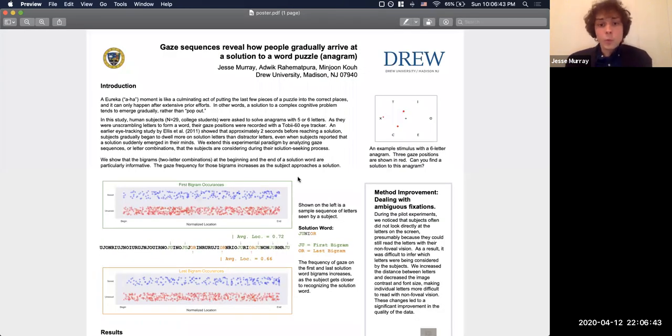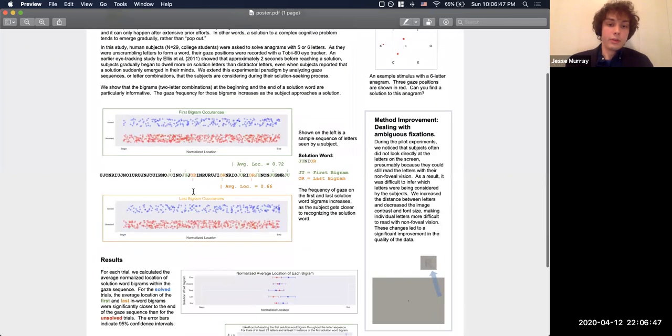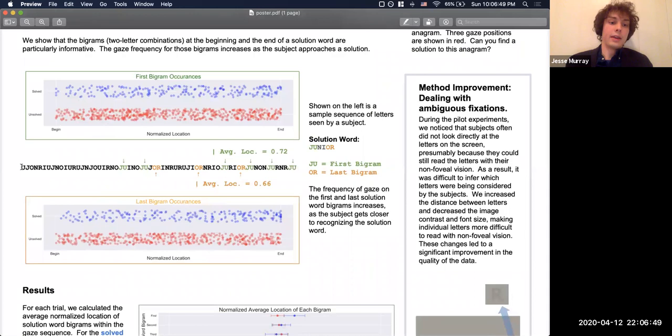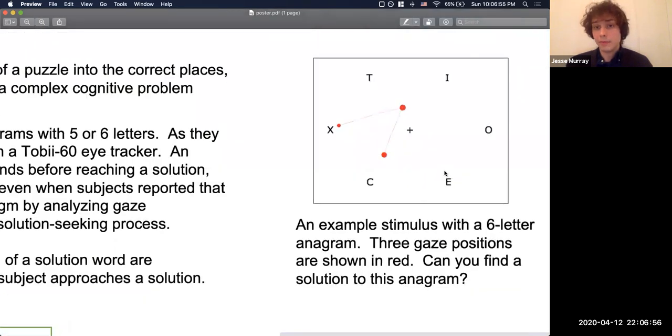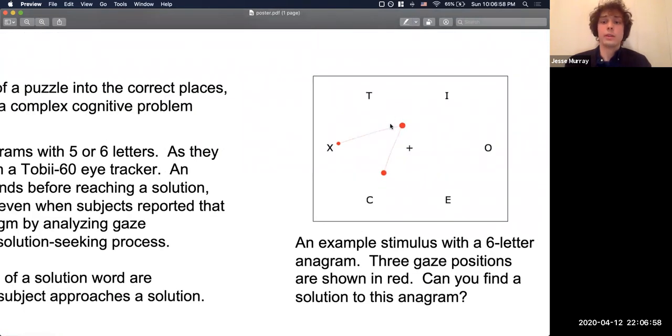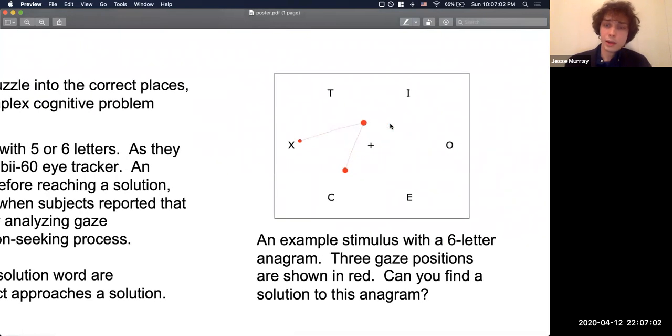So what we wanted to do specifically was get the sequence of letters people look at. So we wanted to get this kind of data. And it turned out that you couldn't actually get that data if you just had black letters on a white background. The reason is there would be a lot of ambiguous fixations, a lot of times where you weren't sure what letter people were looking at.